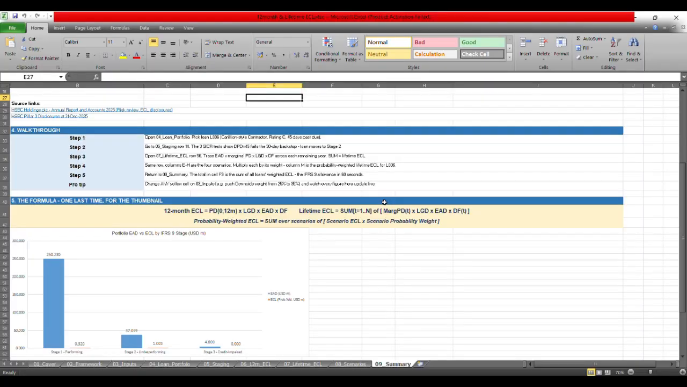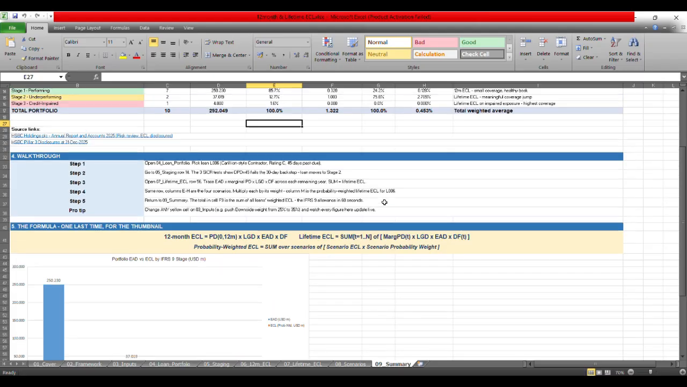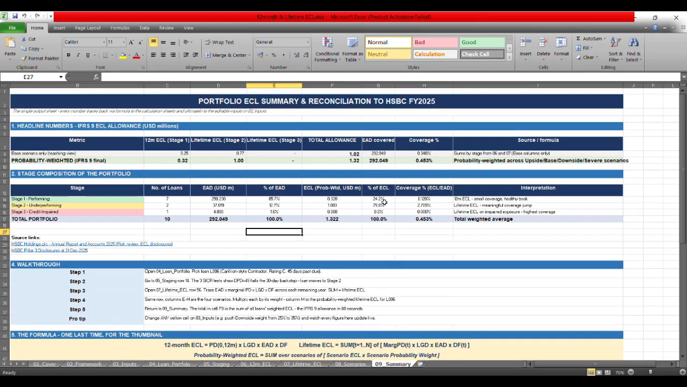So you have seen how to calculate the formula for the 12-month ECL. I hope you have understood the lifetime ECL also. So you have a complete IFRS 9 ECL model where you have understood the 12-month and the lifetime ECL components. And nothing here is hidden. I have tried to explain from the formula perspective how to calculate that. Nothing is hard-coded over here.